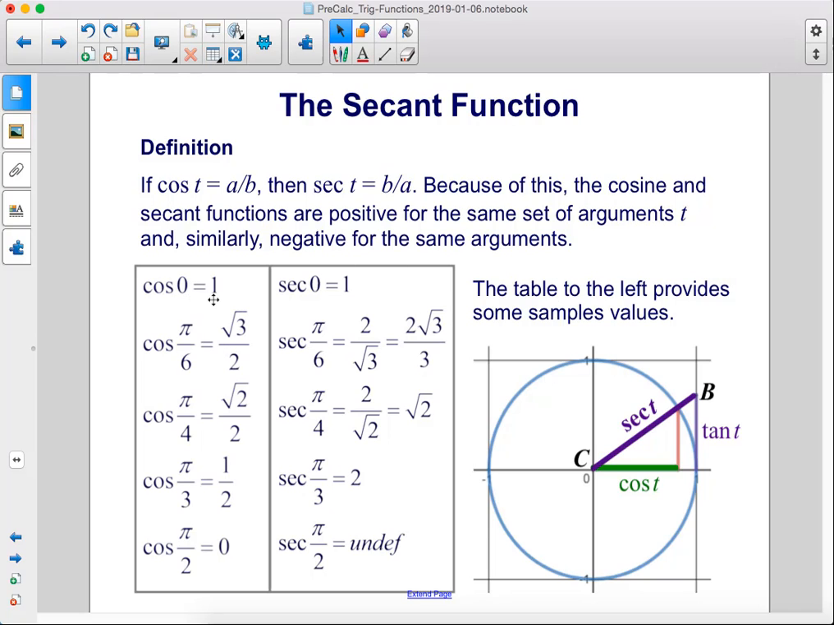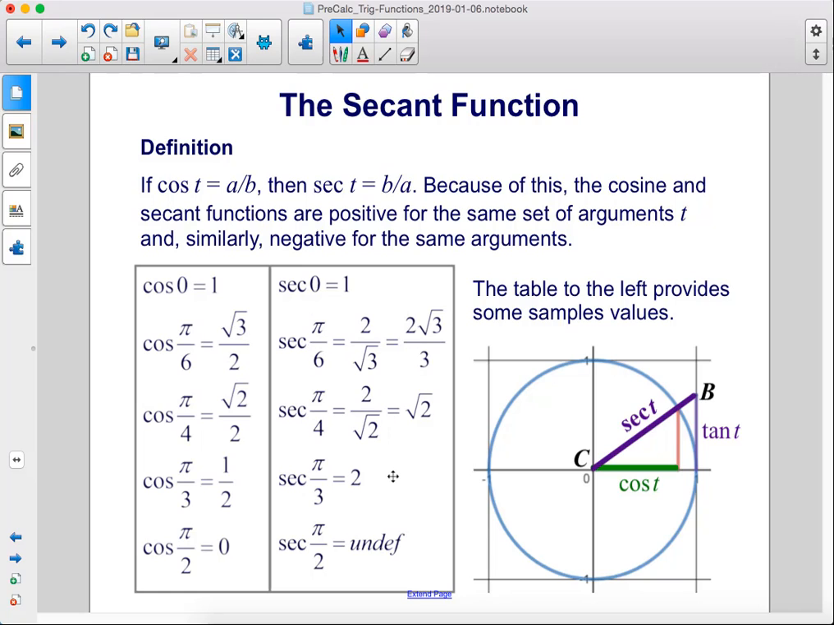Cosine of 0 is 1, and secant of 0 is also 1. Cosine pi over 6 is the square root of 3 over 2. The secant of pi over 6 is 2 over the square root of 3, which can then be written as 2 times the square root of 3 over 3. So you just flip them over.